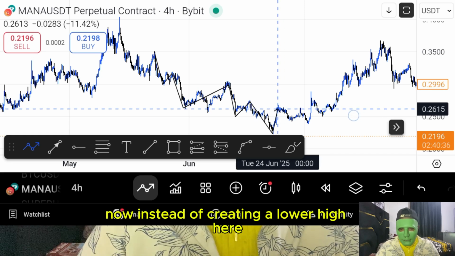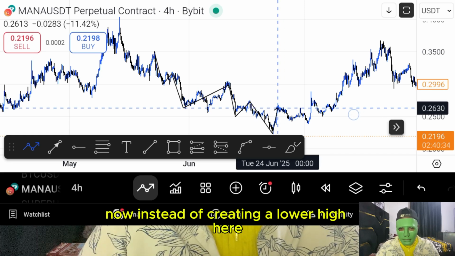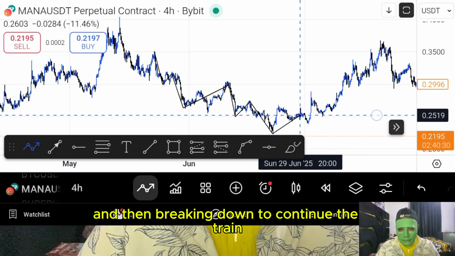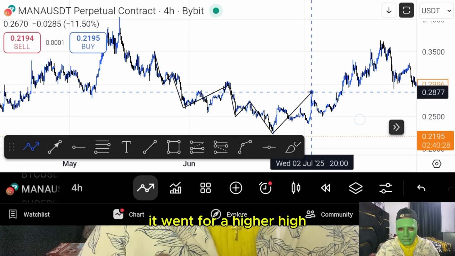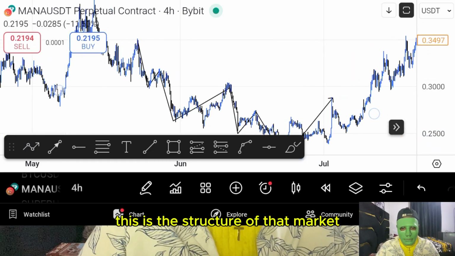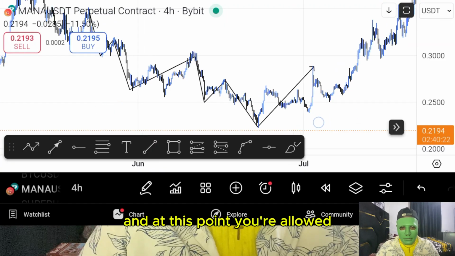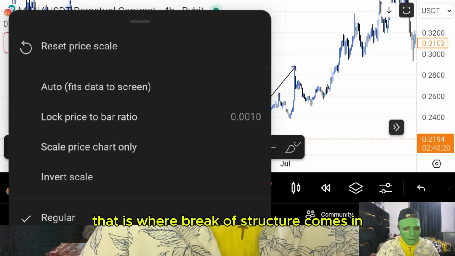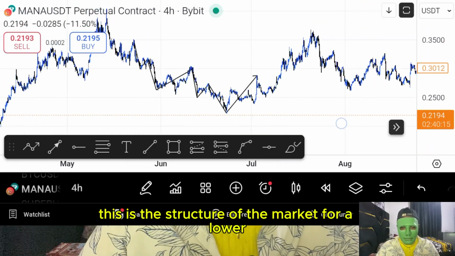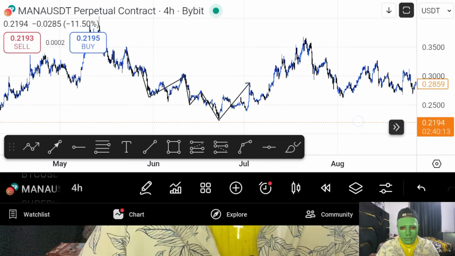Now, instead of creating a lower high here and then breaking down to continue the trend, it went for a higher high. At this point, this is the structure of that market, and that's where break of structure comes in. This is the structure of the market for a downtrend.